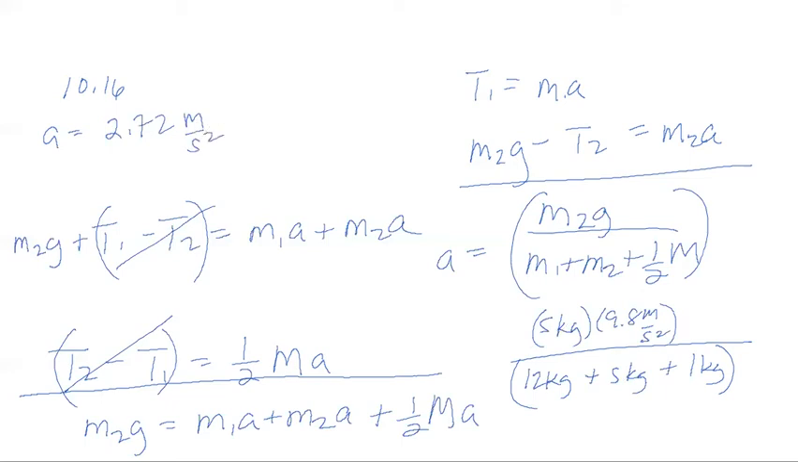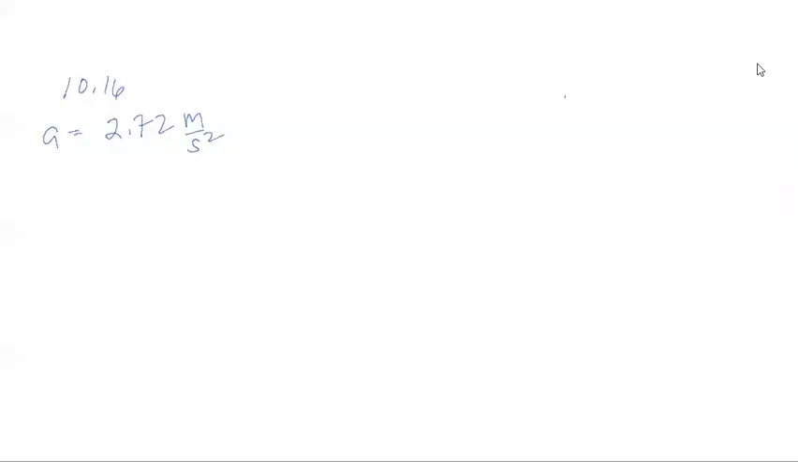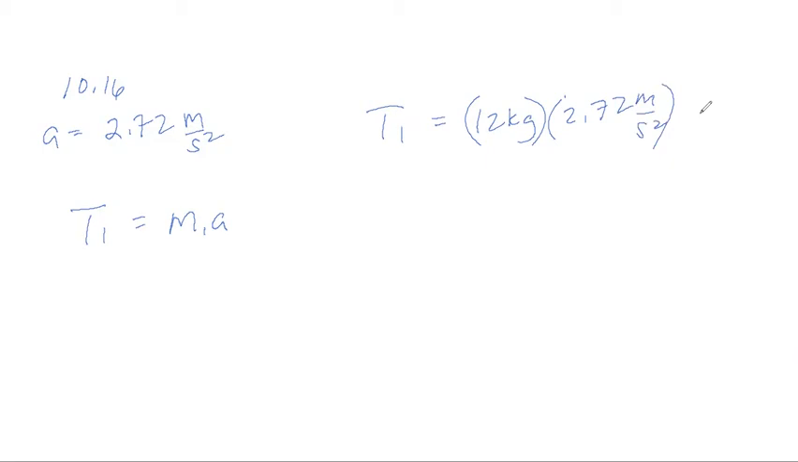All right, let me pause and get some board space again. Now I'm supposed to find the tension in the wire. So we have T1 equals M1A. M1 is 12 kilograms. T1 equals 12 kgs times 2.72 meters per second squared. And that's going to give me 32.6 newtons.